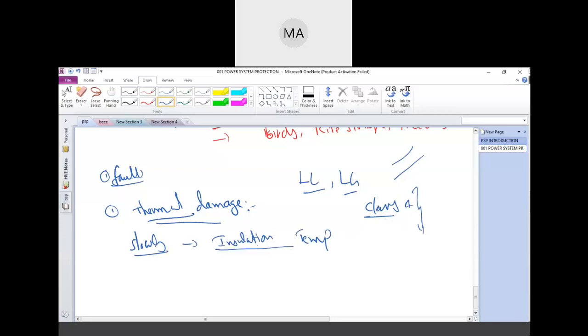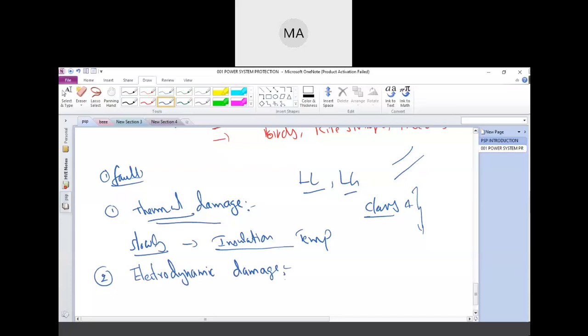It depends upon the insulation temperature capability. Next, another damage. One of the damages is the thermal damage, and another is the electrodynamic damage. So these are two types.